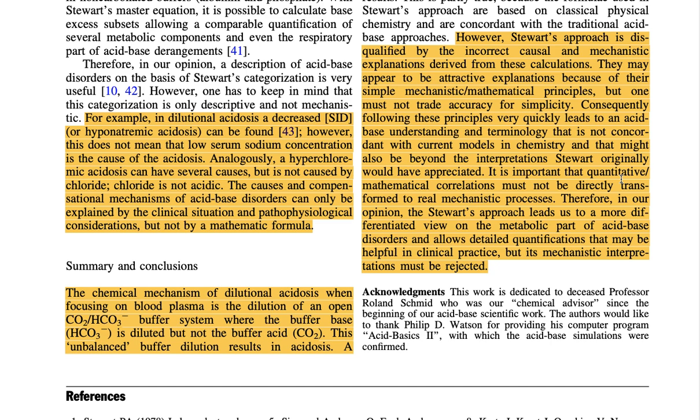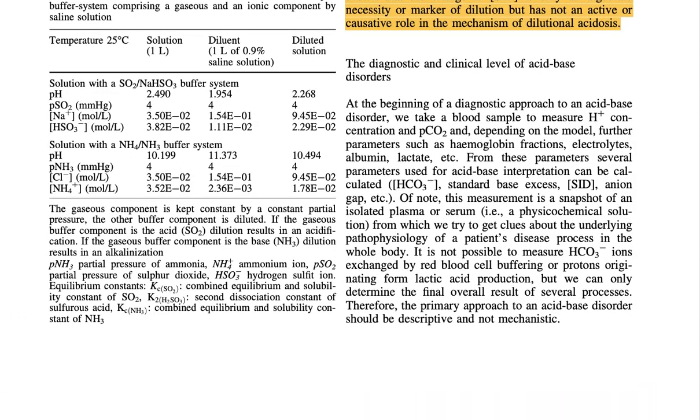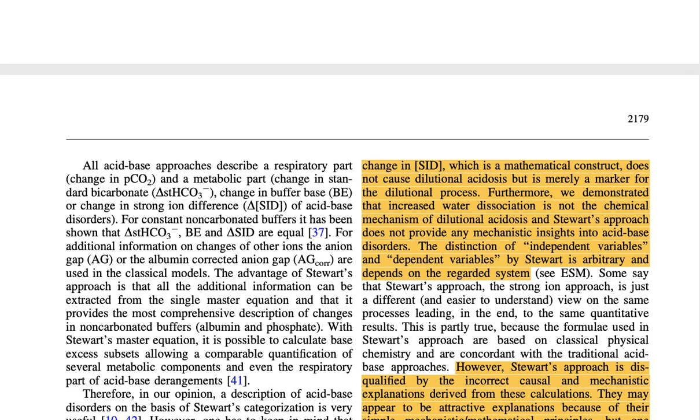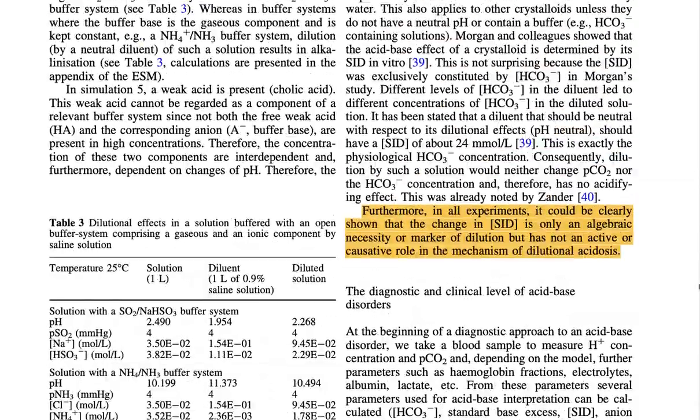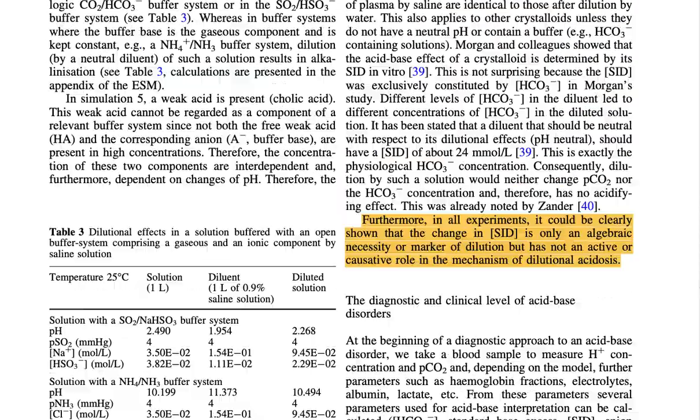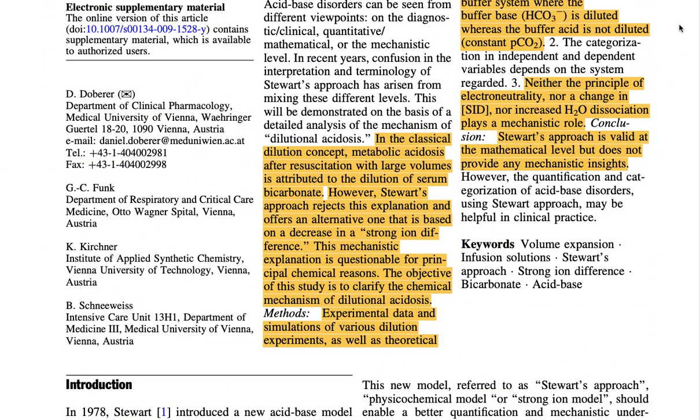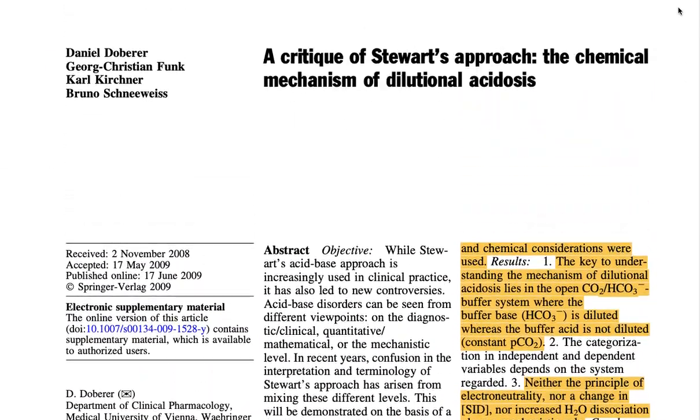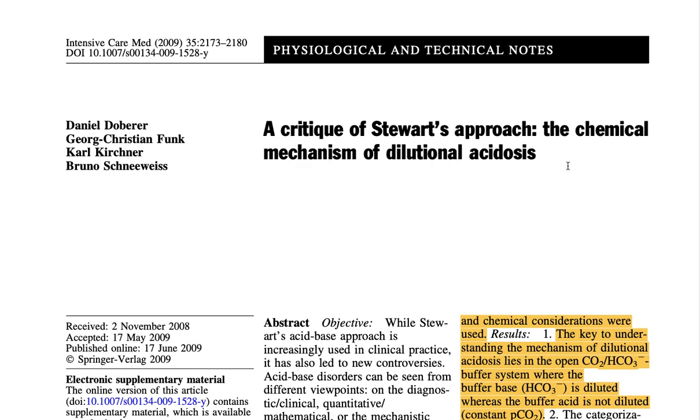It is important that quantitative and mathematical correlations must not be directly transformed into real mechanistic processes. Therefore, in our opinion, the Stewart approach leads us to a more differentiated view on the metabolic part of acid-base disorders and allows detailed quantifications that may be helpful in clinical practice, but its mechanistic interpretations must be rejected. This paper clearly establishes that the strong ion difference does not cause acidosis, that no dissociation of water is leading to extra protons, and that bicarbonate is not a dependent variable, it is an independent variable. So I think it is very clear from these experiments, both the dilutional experiments and the in vitro experiments, that the Stewart approach is not actually explaining what is happening in regard to acid-base balance in the body.